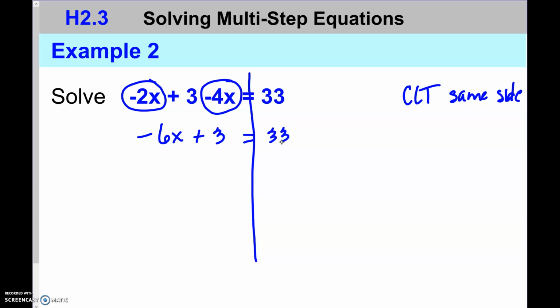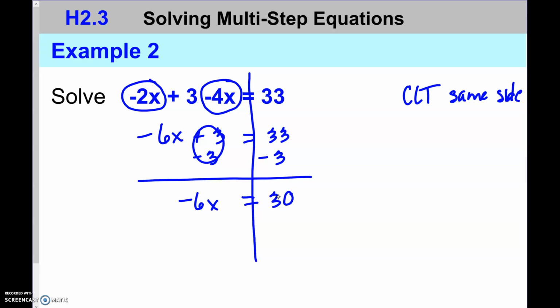Okay, now I'm going to get my constants or my numbers together. And because they're on opposite sides, I'm going to do opposite operations. So because this is a plus 3, I'm going to subtract 3 from both sides. So I have minus 6x, these are going to cancel out, equals 30. Now this says negative 6 times x, and the opposite of times is divide. So I'm going to divide by negative 6. So x equals negative 5.